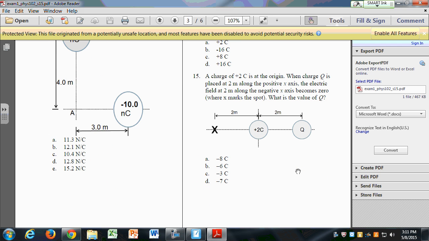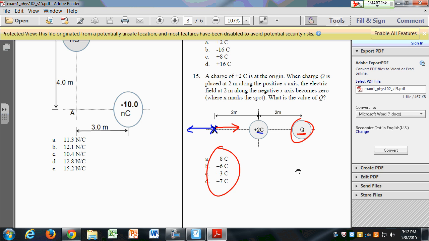Okay, a charge of 2 coulombs at the origin. When charge Q is placed 2 meters along the positive x-axis, the electric field becomes 0. What is the value of Q? So I know that the electric field at this point, due to that 2 coulomb charge, is in this direction. Because if I put a positive charge there, that positive charge will feel a force due to this charge to the left. So that's how I know that the electric field due to that charge is to the left. The field then, due to that charge, has to be in that direction. That means, first of all, that this has to be a negative charge.